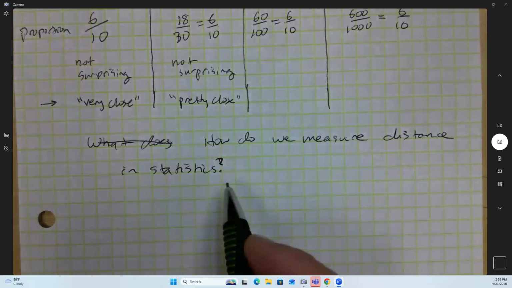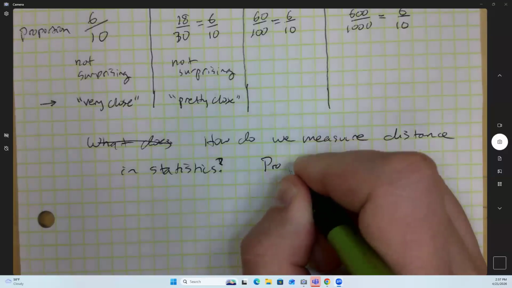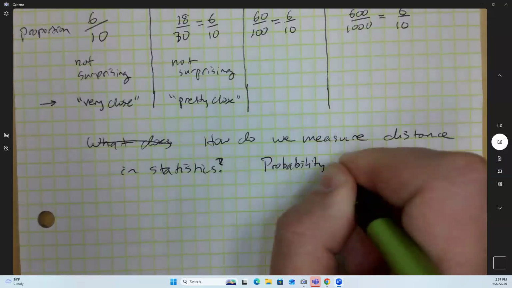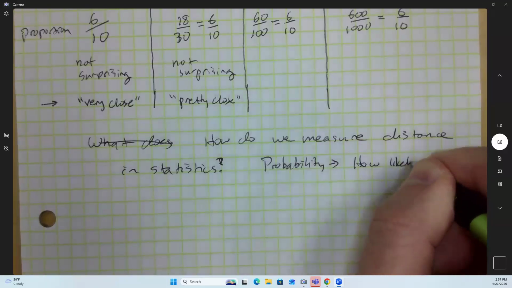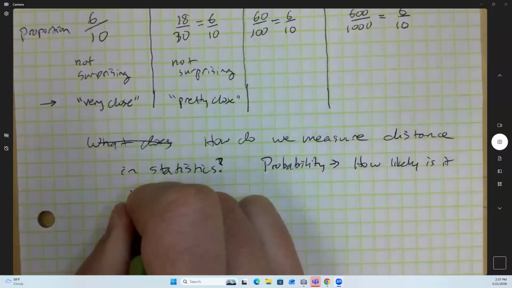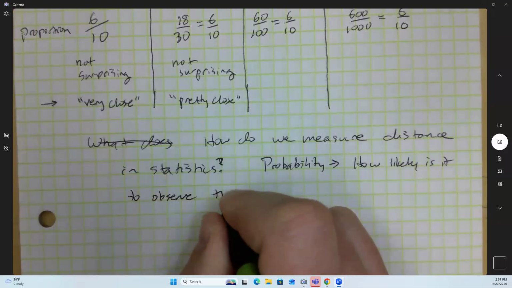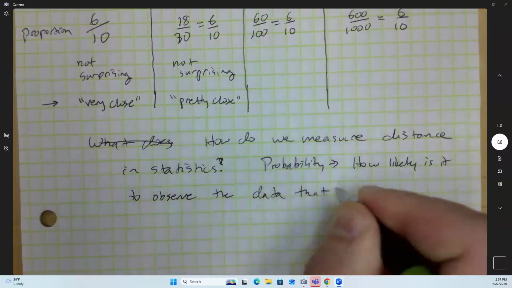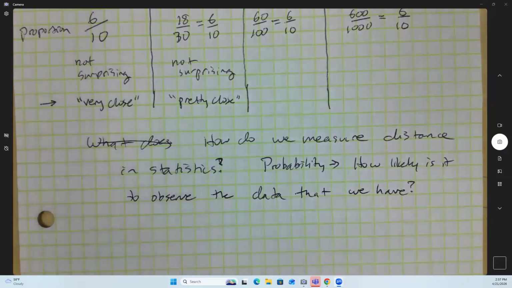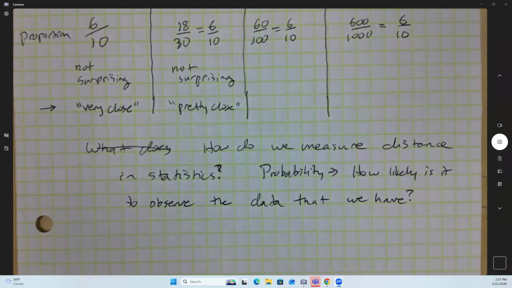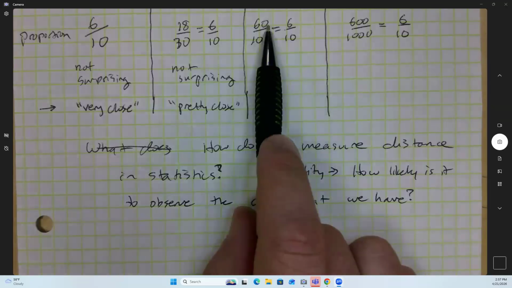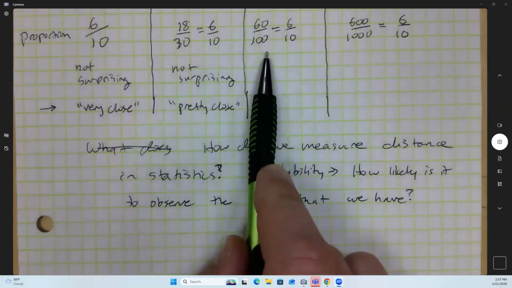In statistics, we measure distance by probability, specifically, how likely is it to observe the data that we have. Flip 10 coins, get 6 heads. It's very likely to observe 6 heads out of 10 coins. It's still pretty likely to observe 18 out of 30 that are heads. But 60 out of 100, that's actually not very likely.